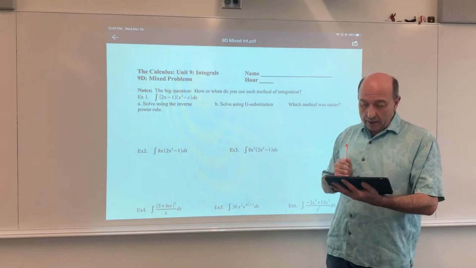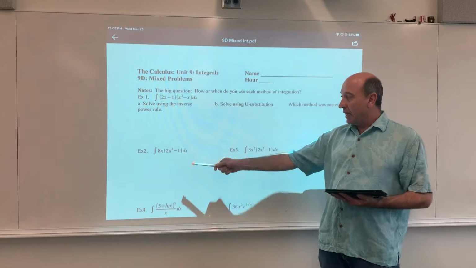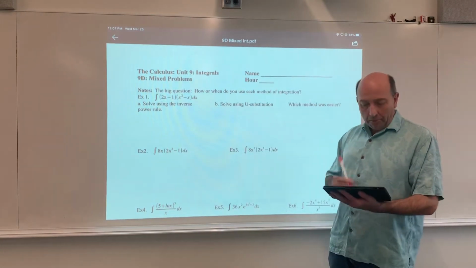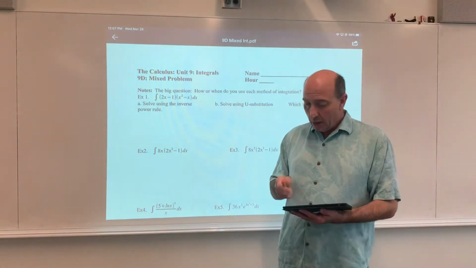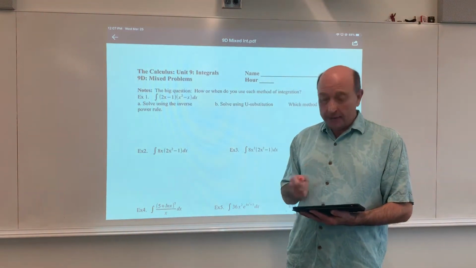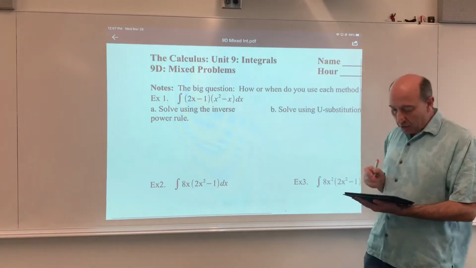Now we are going to tackle which method is easier, and maybe notice on a test just how to do the problem, how to get started. Even if we use a harder method, maybe at least we can get it right. So let's give it a shot. Okay, solve using the inverse power rule.